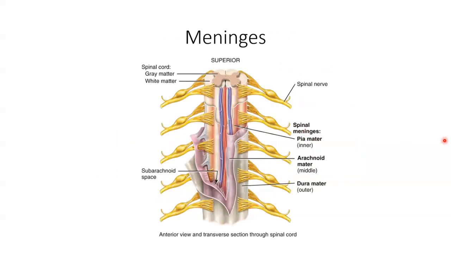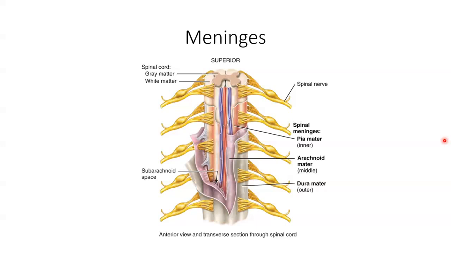So the second protective layer surrounding the spinal cord are the meninges, and these are the same three membranes that surround the brain. So the spinal meninges are continuous with the cranial meninges, or the meninges of the brain, and they also cover the spinal nerves to the point where they exit the vertebral column through those intervertebral foramina.